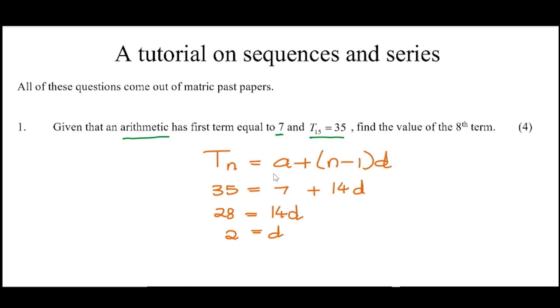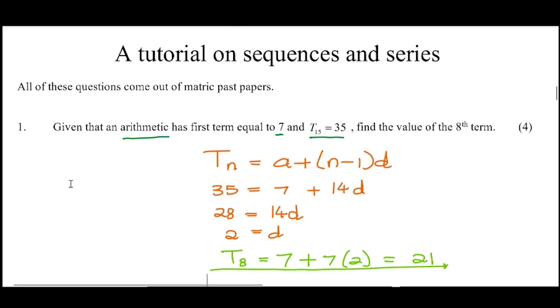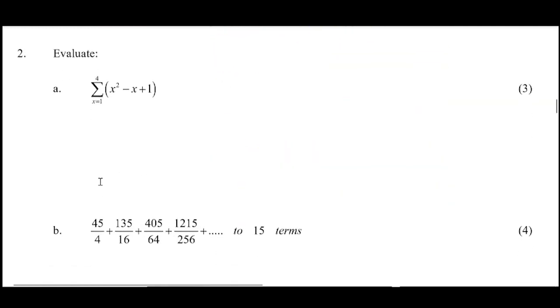Now we say to ourselves, what did the question actually ask for? Well, it asked for T8. T8 is just going to be, using the same formula, my A value of 7 plus 8 minus 1, which is 7 lots of d. Right, and I'm going to get a total of 21. So the 8th term of that sequence is 21. Okay, let's look at another example.